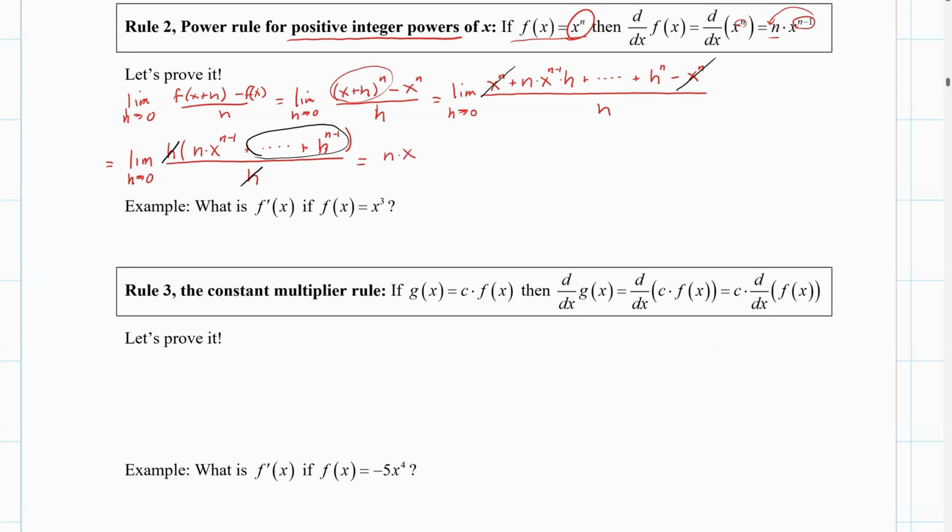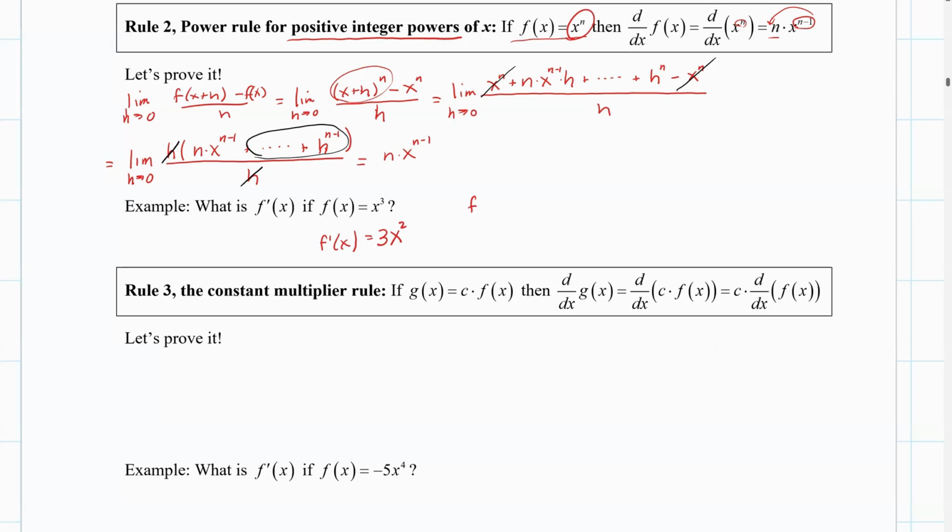n times x to the n minus 1, which is the rule that we wanted to follow. So what does this mean for us? Hey, instead of using the definition, we can now say the derivative of x cubed, that is, bring the power down, 3, and then reduce the power by 1.